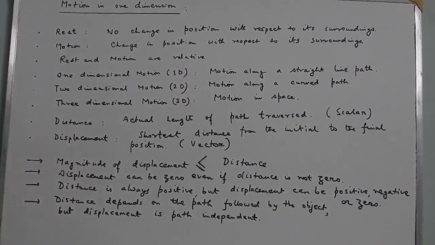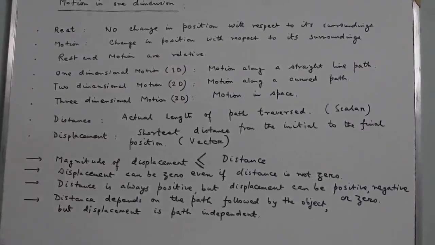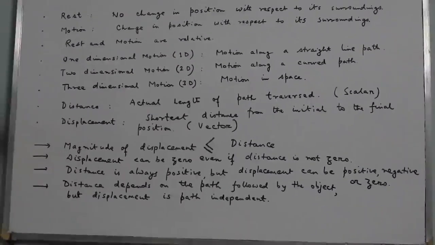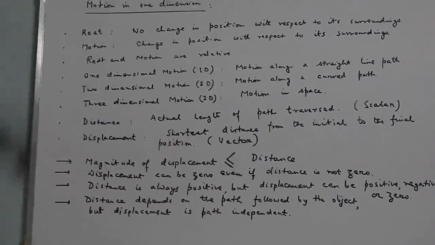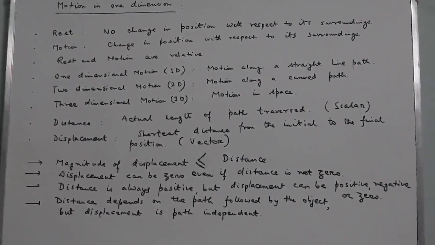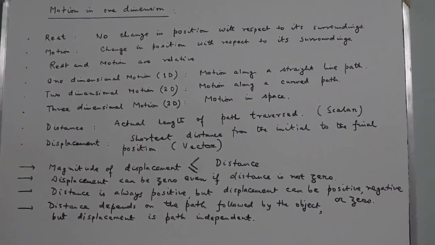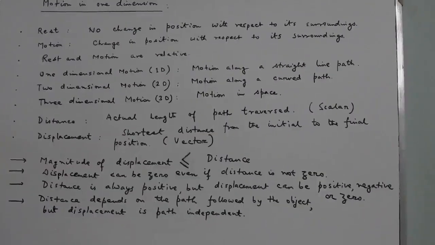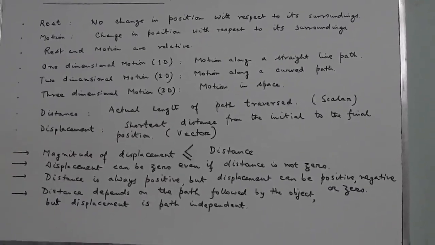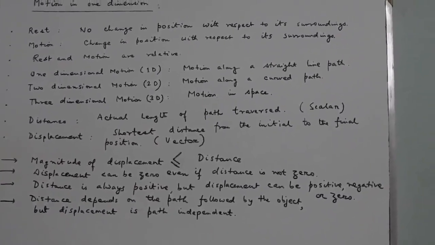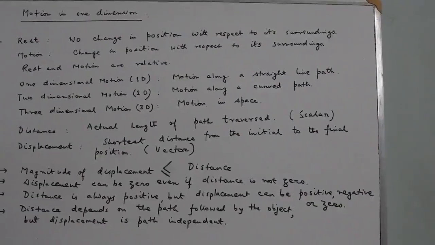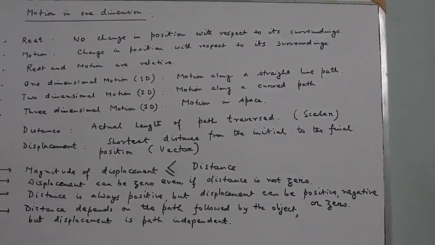Whereas motion along a curved path is called two-dimensional motion or curvilinear motion. The motion of any object which is along a curved path is two-dimensional motion. For example, the motion of a crawling insect on a wall is two-dimensional motion because the insect need not always follow a straight line path when it crawls on the wall.